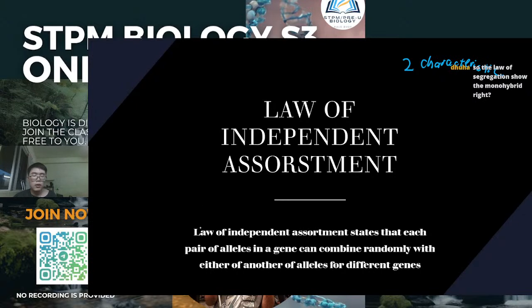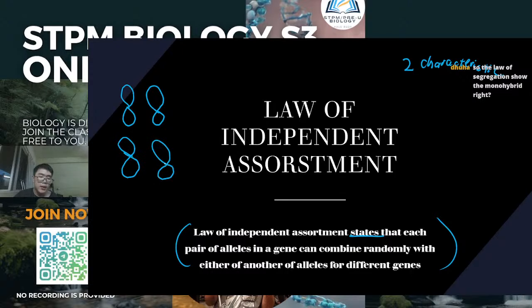So as you know, the law of independent assortment states that each pair of alleles in a gene can combine randomly with either of another pair of alleles for different genes. So meaning that when you have two characteristics, meaning there are four alleles already. So these four alleles, there are two pairs, right? Each pair of the alleles can combine randomly.